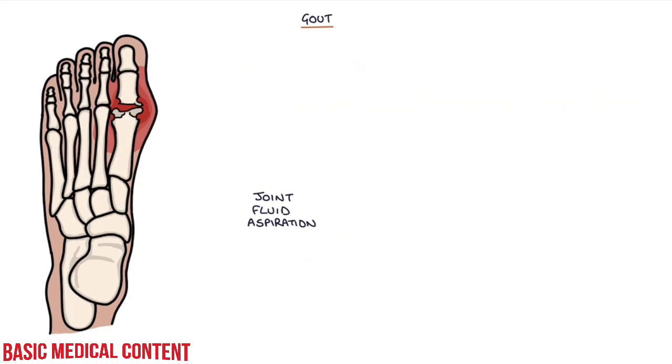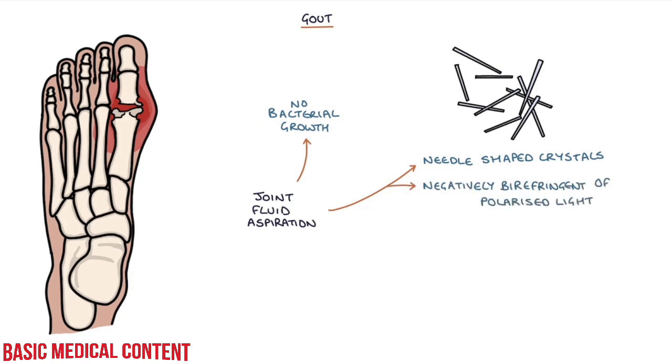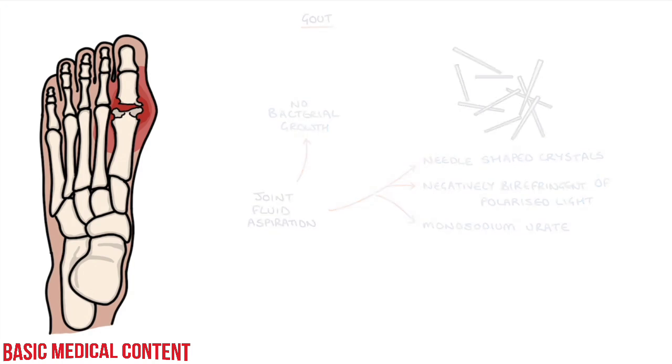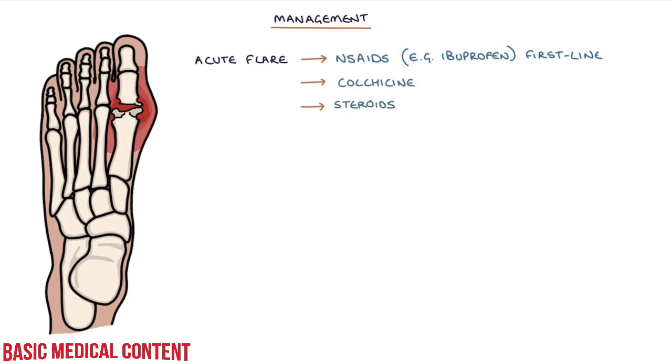Aspirated fluid in gout will show no bacterial growth because there's no infection, needle-shaped crystals, and these will be negatively birefringent of polarized light, and the crystals will be made of monosodium urate. Management during the acute flare of gout is with non-steroidal anti-inflammatory drugs, for example ibuprofen, which are used first line. Colchicine is a second-line option, and steroids can be used third line.